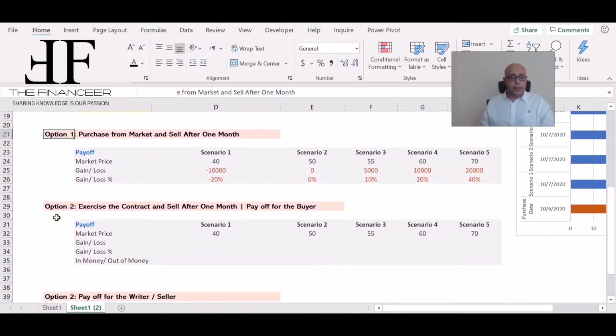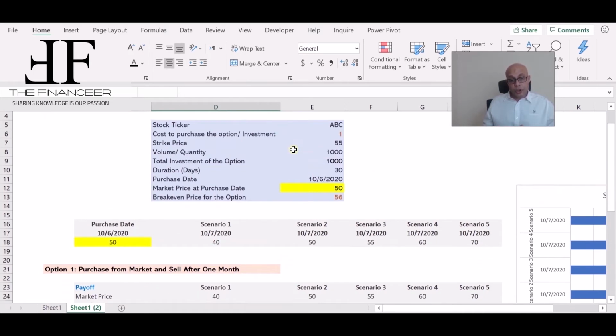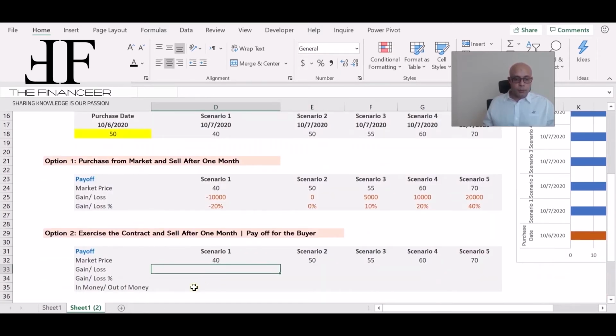Let's go to the second option. Here in the second option you are going to purchase an option contract. In the option contract you agreed with the other party, which is the writer or the seller of this contract, that you have a strike price of $55 and you paid $1,000 as initial investment. Now let's start by calculating the payoff for the buyer of the option contract.